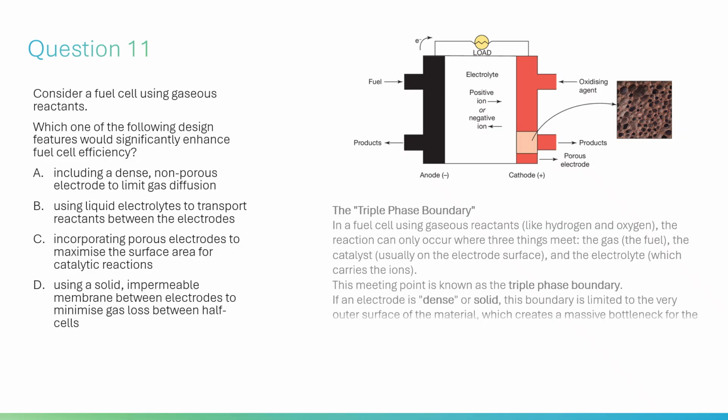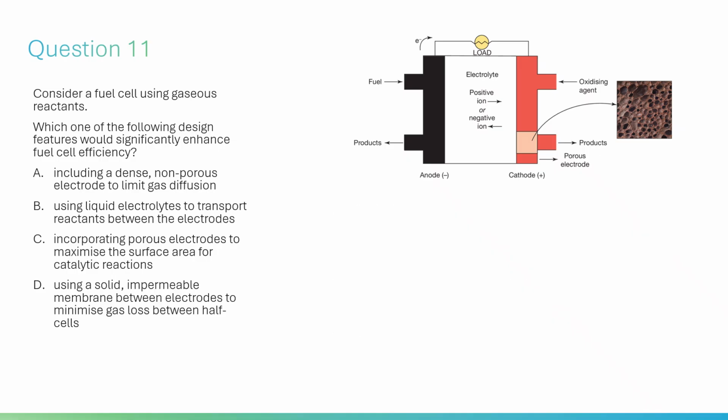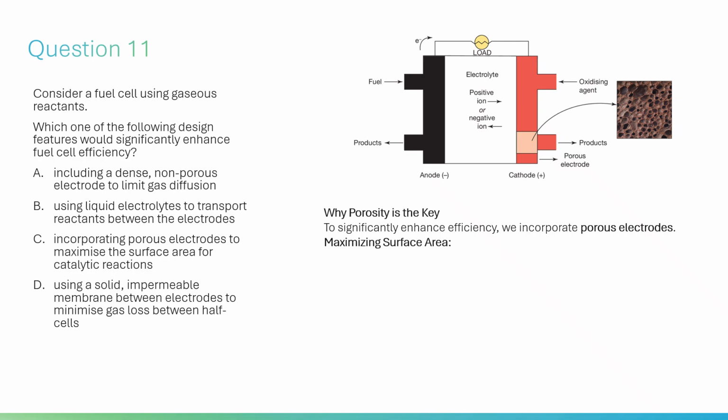If an electrode is dense or solid, this boundary is limited to the very outer surface of the material, which creates a massive bottleneck for the reaction. Why porosity is the key? To significantly enhance efficiency, we incorporate porous electrodes. Maximizing surface area, a porous structure acts like a high-tech sponge.